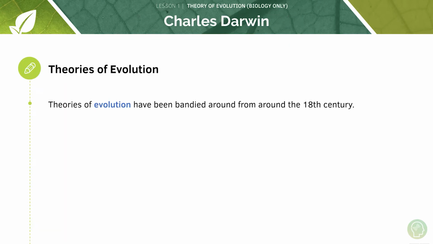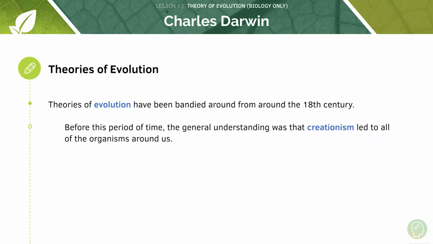So first of all, let's have a look at some theories of evolution that were created around the 18th century. But before this period of time the general understanding was that creationism led to all of the organisms around us. At a broad level, a creationist is someone who believes in a God who is absolute creator of heaven and earth out of nothing by an act of free will. Those were our initial theories of how we have formed the organisms around us.